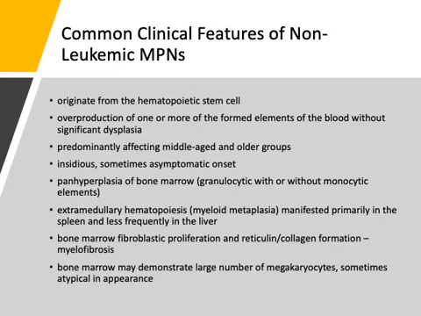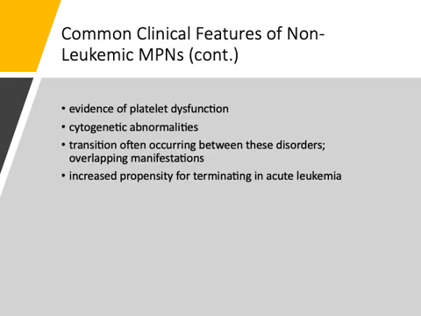There is extramedullary hematopoiesis or myeloid metaplasia, primarily manifested in the spleen and less frequently in the liver. There is often secondary fibroblastic proliferation and reticulin collagen formation, resulting in myelofibrosis, either early or late as a complication of the disease. The bone marrow may demonstrate a large number of megakaryocytes, sometimes atypical in appearance. There is evidence of platelet dysfunction, hence predisposing the patient to thrombosis and bleeding.